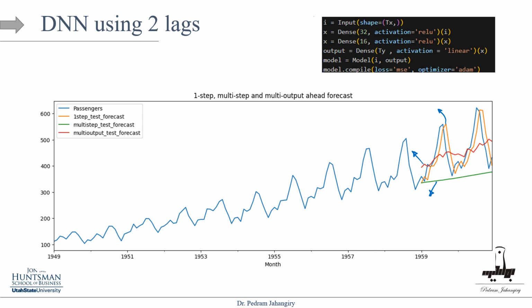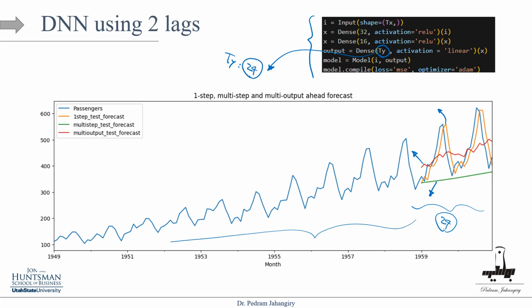The architecture is pretty much the same, everything is the same except this one. This ty, let's say if I have 24 observations in the test set, the dimension of ty is going to be 24. So it's going to use the past information in the train set and make a prediction for the entire test set at one step. So that's the red line. This is going to make this red line at one step.